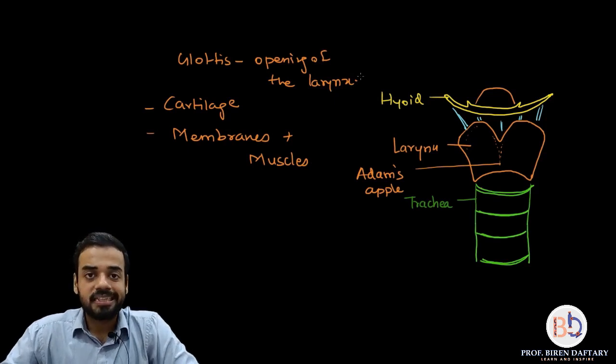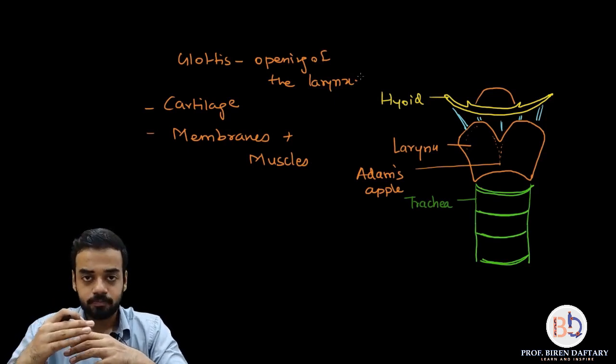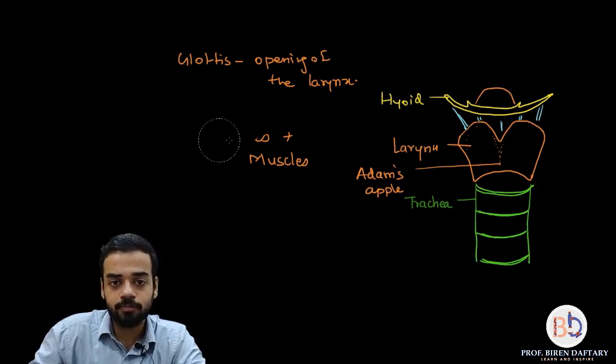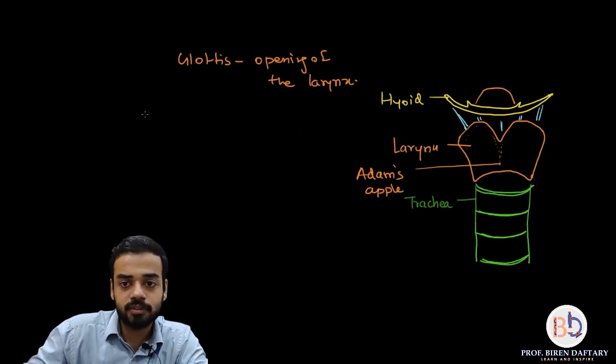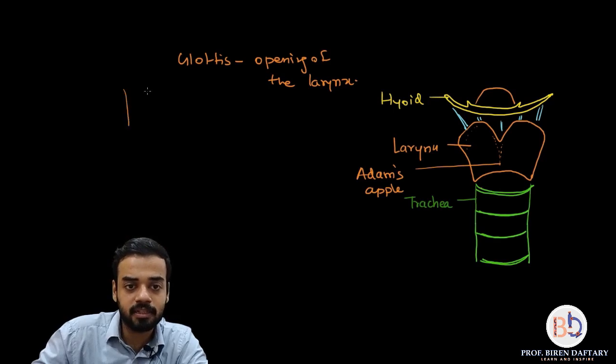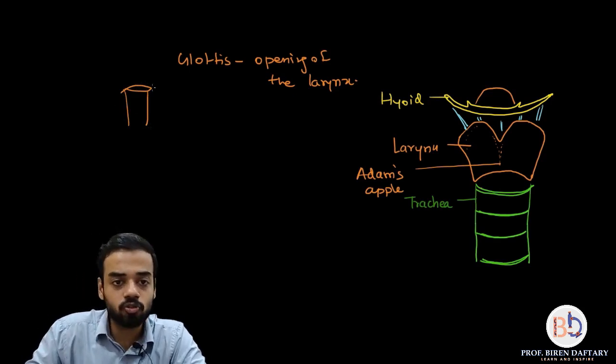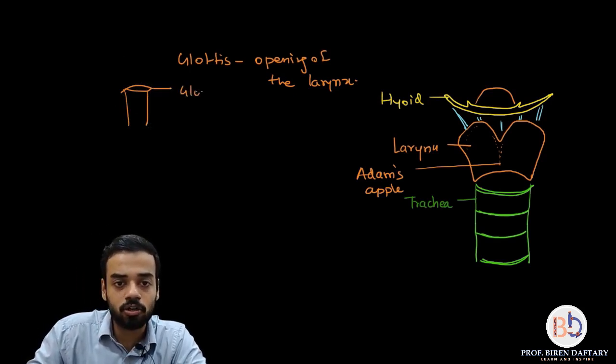Now there is a protective mechanism. Okay, so let me draw a simpler diagram over here. I will rub this off, so that you can understand. Now just imagine this is the larynx. Okay, and this is the opening part of the larynx, and above this is present the laryngopharynx. So this opening is called the glottis.